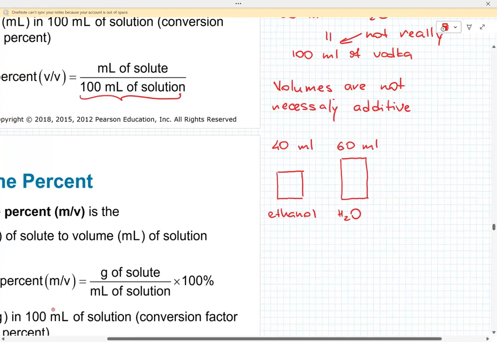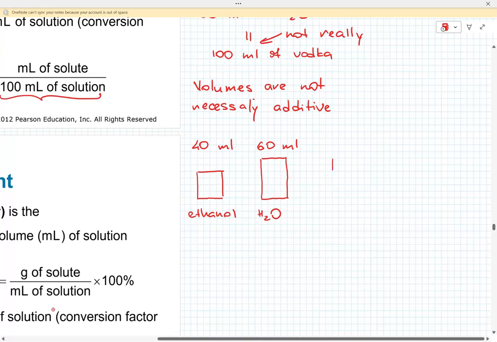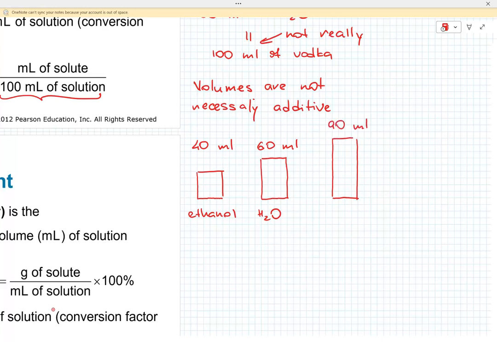What you may end up with is this. Do you follow my train of thought? Yeah. This is what can happen, potentially. That the final volume of a solution is less than the sum of the volumes of the original components. It can happen. Does that make sense?